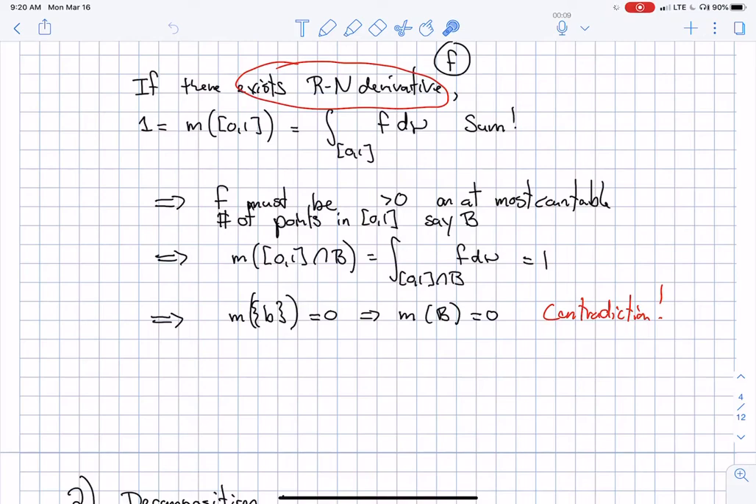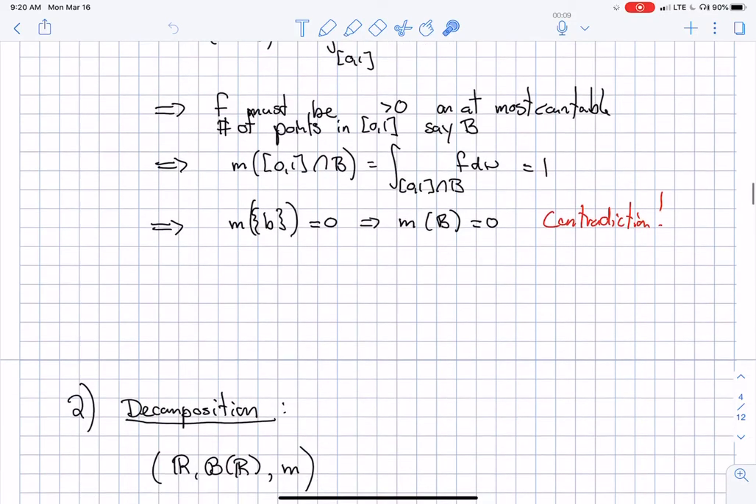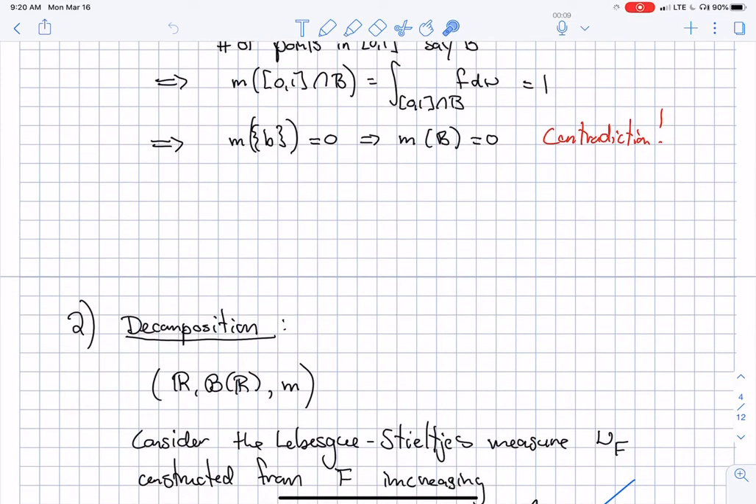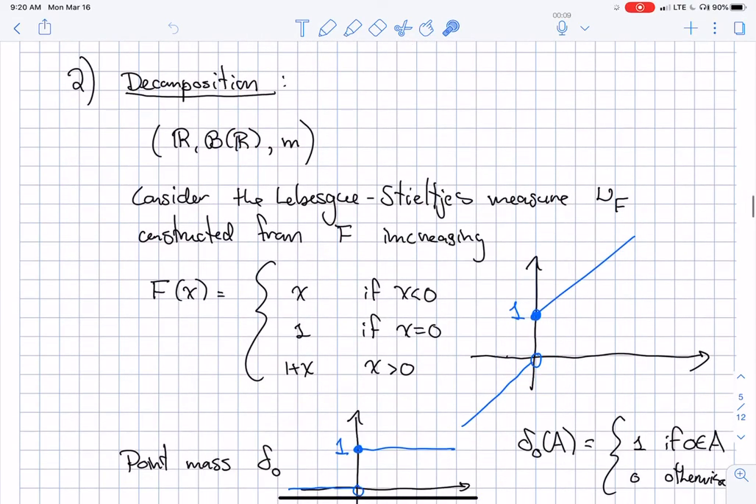So on one hand, if I restrict the integral to B, I don't lose anything because elsewhere it's 0, so I should get the same answer. But on the other hand, m of B, as Lebesgue measure, is 0. Why? Well, a singleton always has Lebesgue measure 0. And if I take a countable union of the elements of B, then I get a countable sum of 0, so it's 0. This is just a general fact: if I take a countable union of null sets, then this countable union is also a null set, just by sigma additivity.